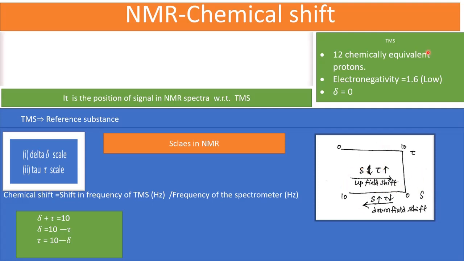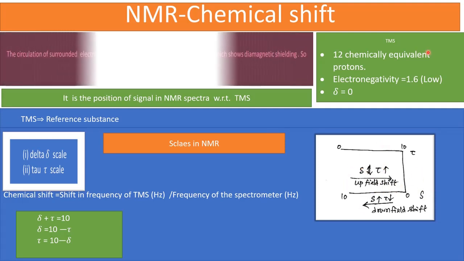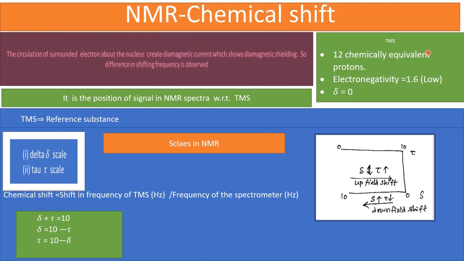Then, why does this signal arise? I already told you about the circulation of the surrounding electrons about the nucleus. The nearby electronic environment creates a magnetic current. This current shields the instrument's applied magnetic field. So the shift occurs.